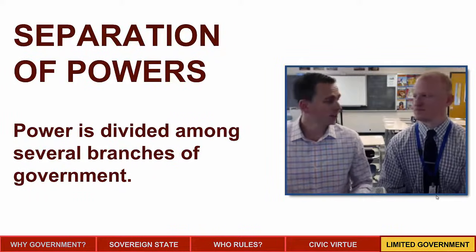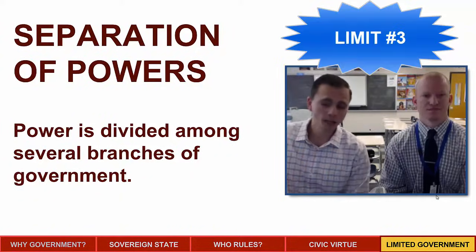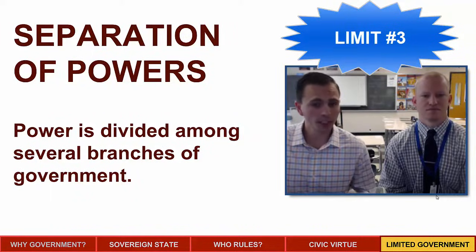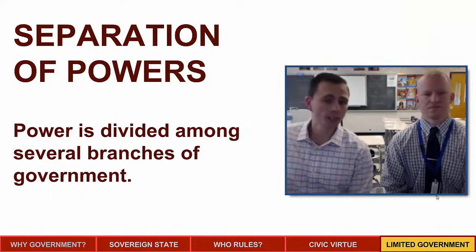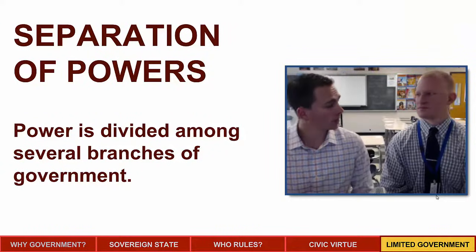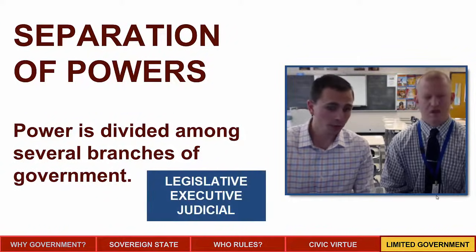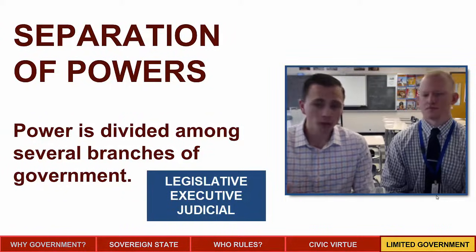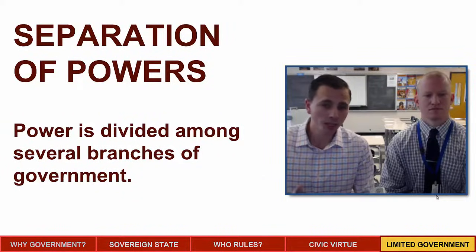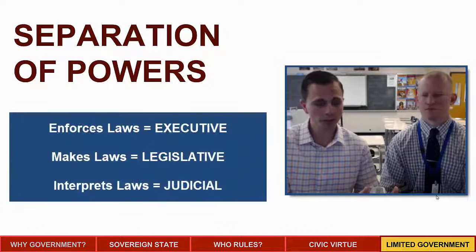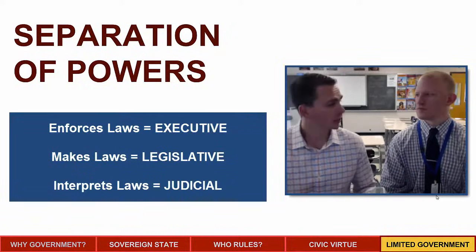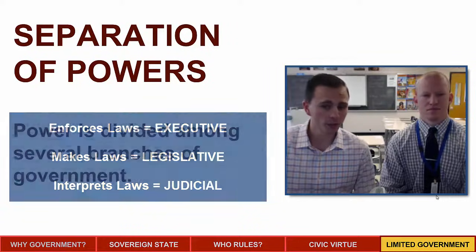Okay, a third concept of limiting government is the separation of powers. And that's the concept of taking different types of power and assigning it to different people in government. And our government divides it into three branches. We have a legislative, an executive, and a judicial. Some countries do it a little differently, but those are the three basic ways that most countries separate their powers. You have one group of people that enforce the laws, the executive, one group that makes the laws, the legislative, and then one group that interprets the laws, which in our case is the judicial system.